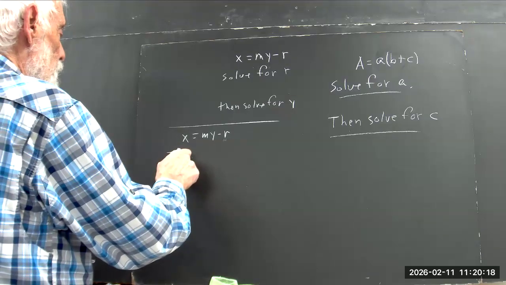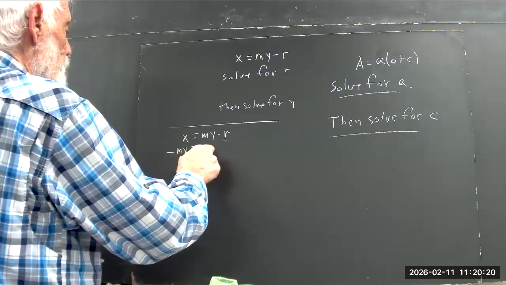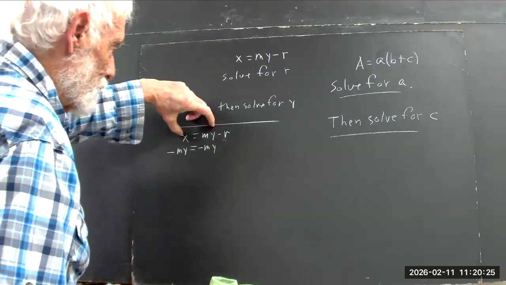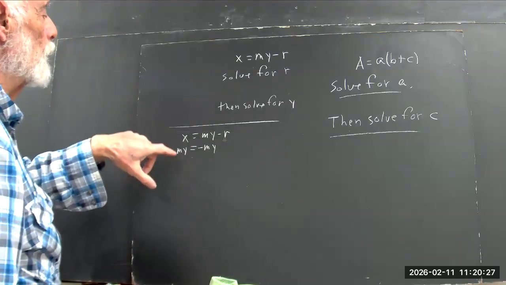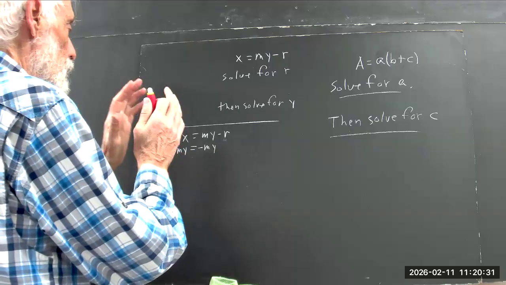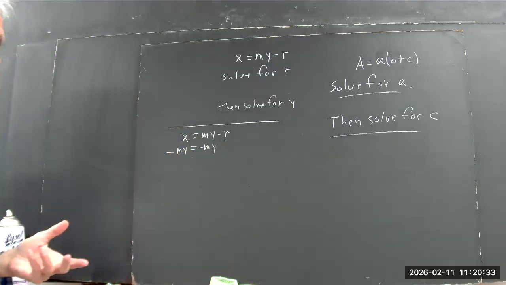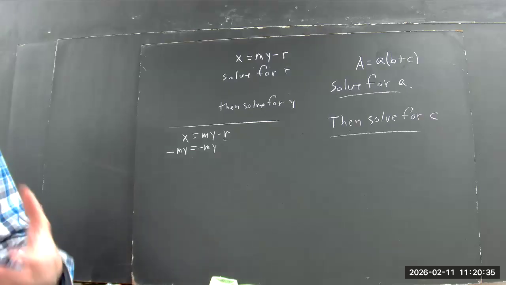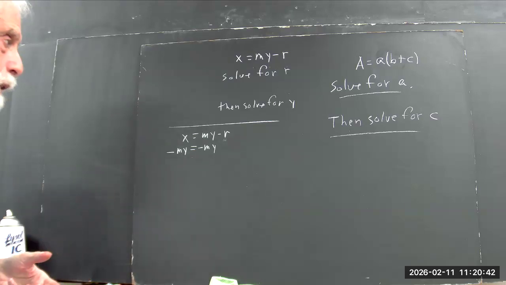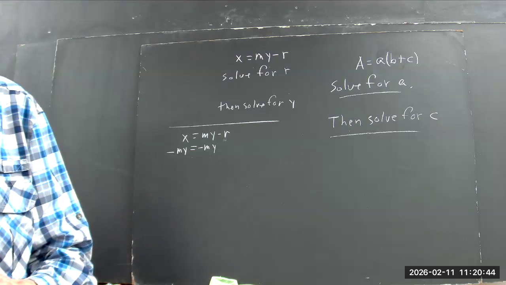We can add negative my to both sides. And we do that by adding the original equation to the equation negative my equals negative my. So just write down negative my here and negative my there. If you don't, you're going to be vulnerable to some really bonehead errors that people make. Okay? And don't be insulted by the word bonehead, because you see me make them.